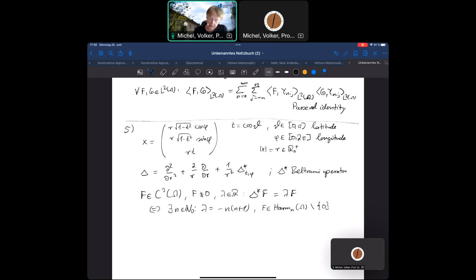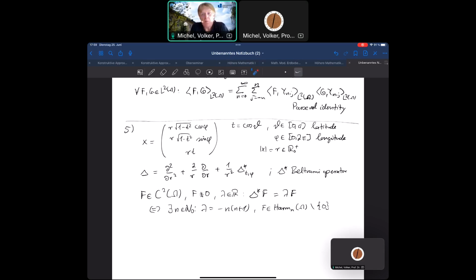So what is important now is that equivalence, because this gives me an alternative way of defining spherical harmonics. So instead of saying a spherical harmonic is a homogeneous polynomial of degree n which is harmonic on R3 and which is then restricted to omega, I could say a spherical harmonic of degree n is an eigenfunction of the Beltrami operator to the eigenvalue minus n times n plus 1. That's the same. It's just equivalent to each other.